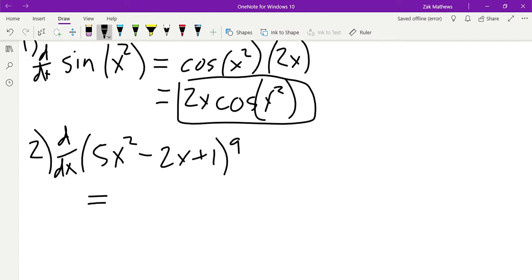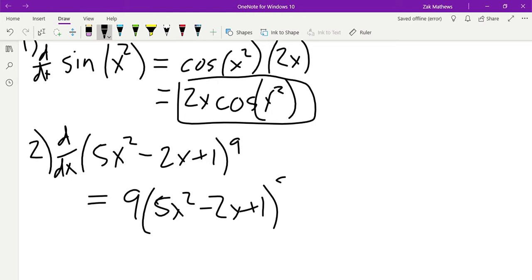So the chain rule tells me, hey, I can treat this exponent as the outer function, so I have something raised to the 9th power. Well, I know how the power rule works. That 9 comes to the front. Chain rule tells me leave everything inside the same, leave the inner function alone, and take that power and reduce it by 1. So we've taken the derivative of the outer function.